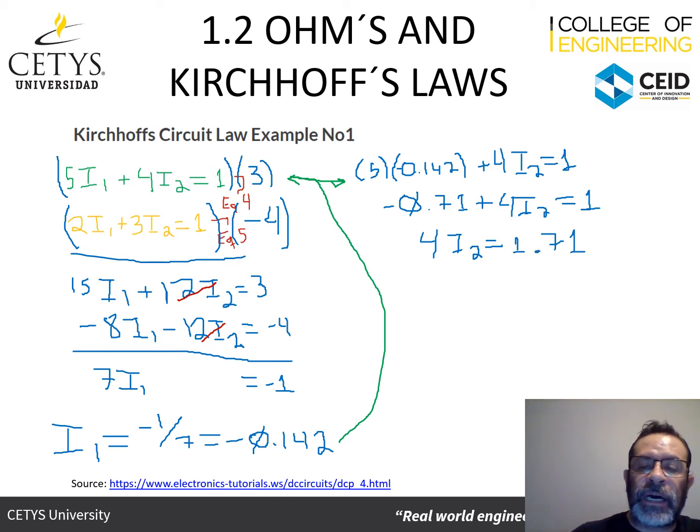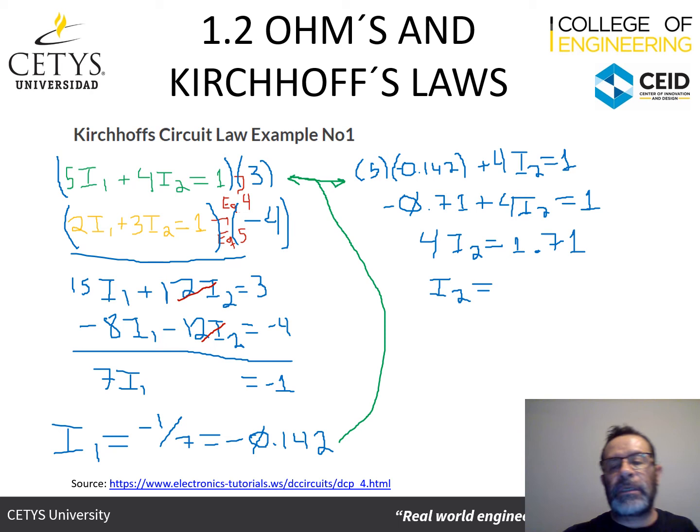And so this means that I2 would be equal to 1.71 divided by 4. Let's do that calculation quickly. 1.71 divided by 4, that's 0.4275. I'm just going to use 3 decimals again, so that's 0.427.